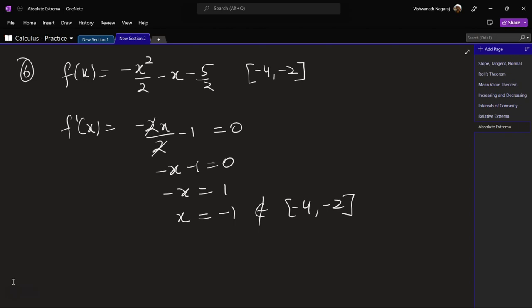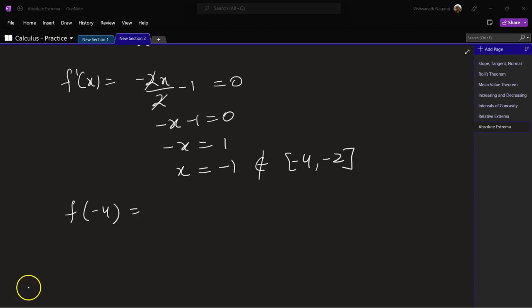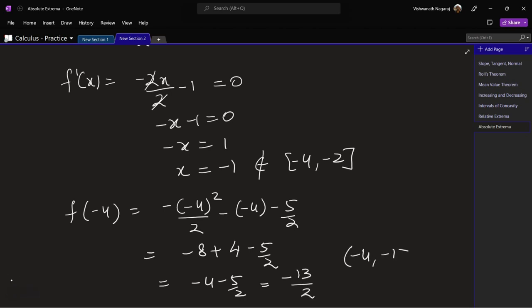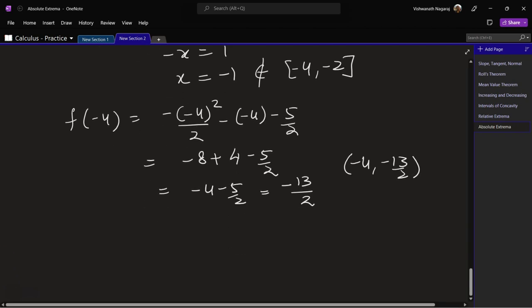So let's see, f of minus 4 would be minus x square by 2, so minus 4 square by 2, minus x, so minus 4, minus 5 by 2, which gives us minus 16 by 2, that is minus 8, plus 4 minus 5 by 2, which gives me minus 8 minus 5, so minus 13 by 2. So this point is going to be minus 4 comma minus 13 by 2. Okay, now what is the other end of the interval? That is minus 2.